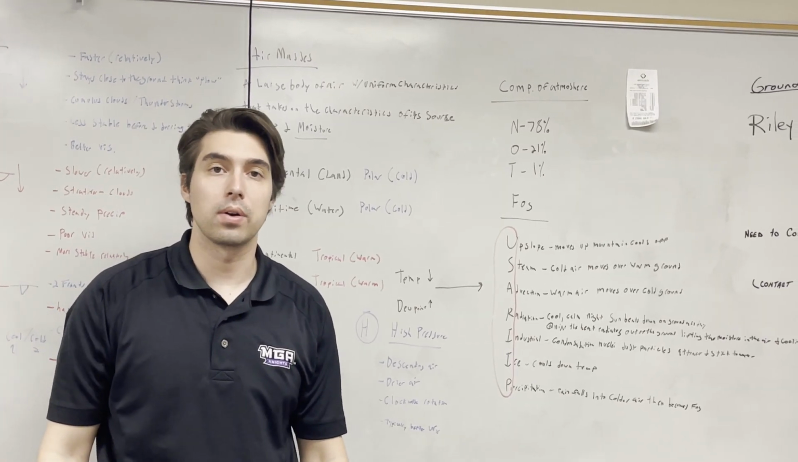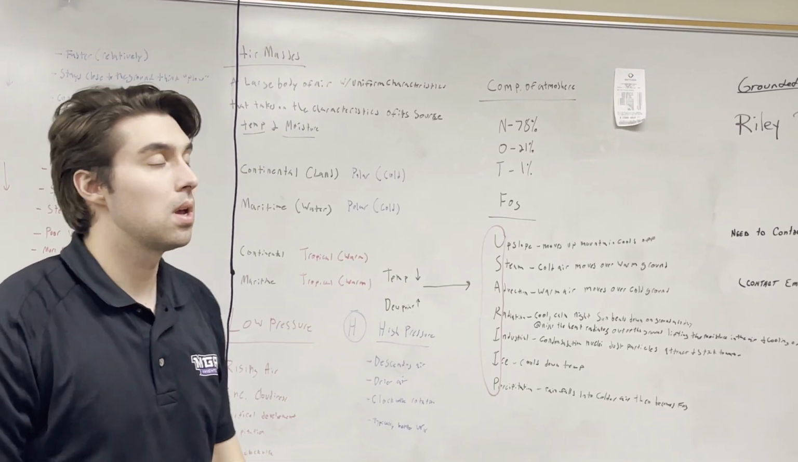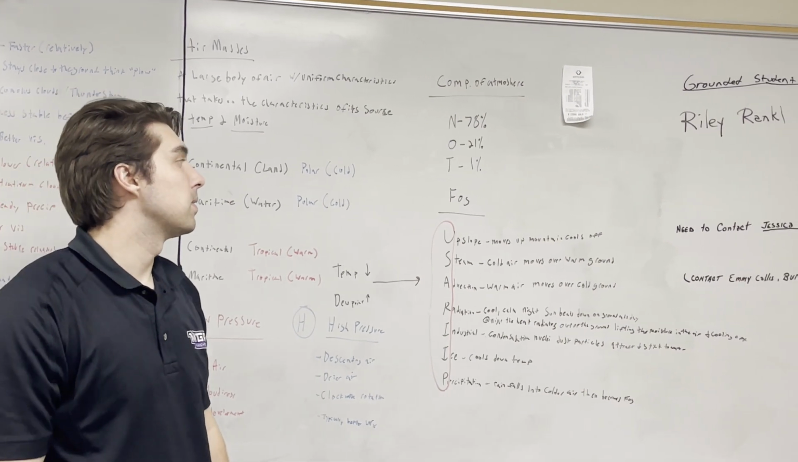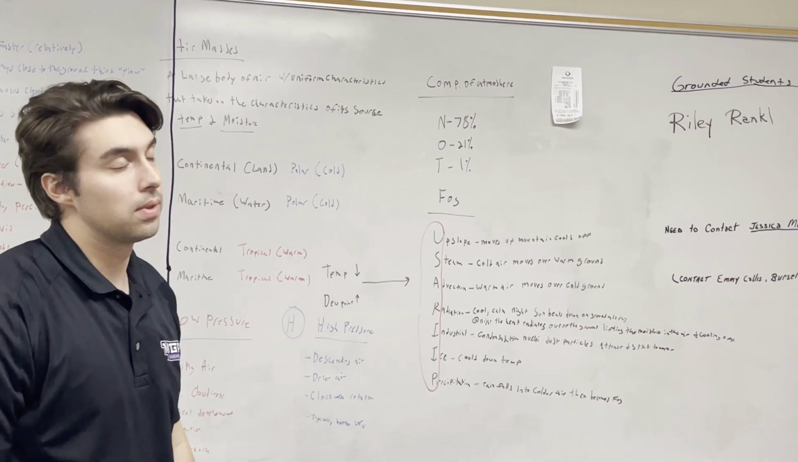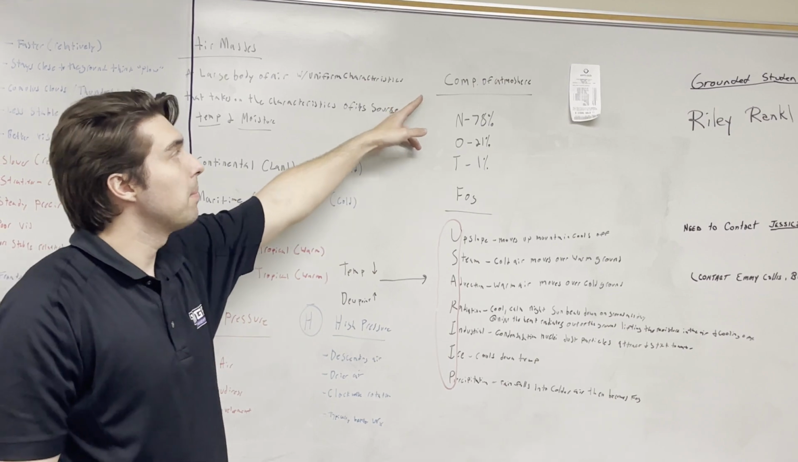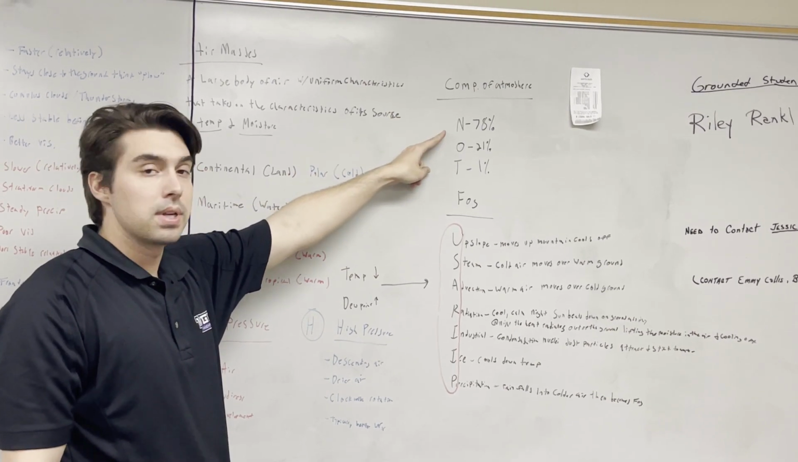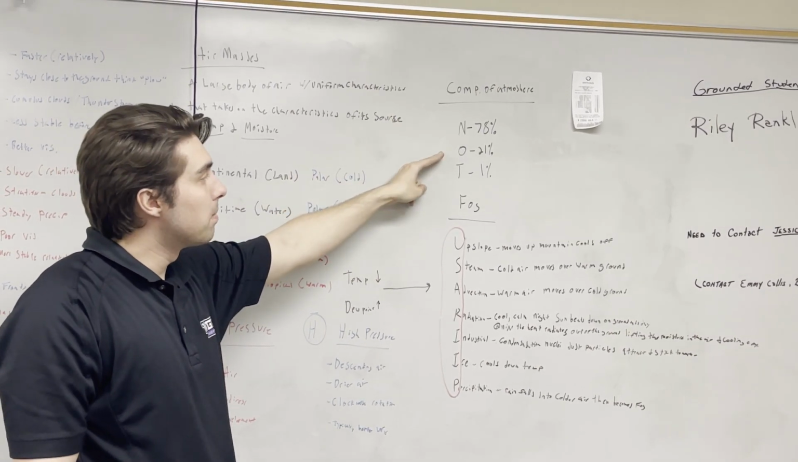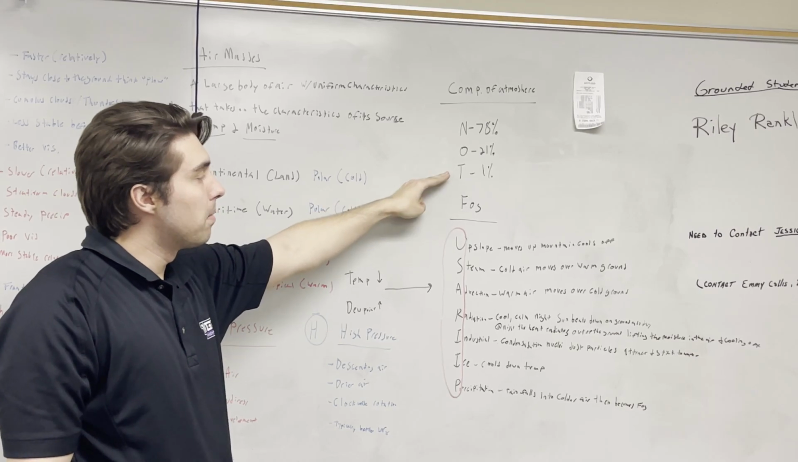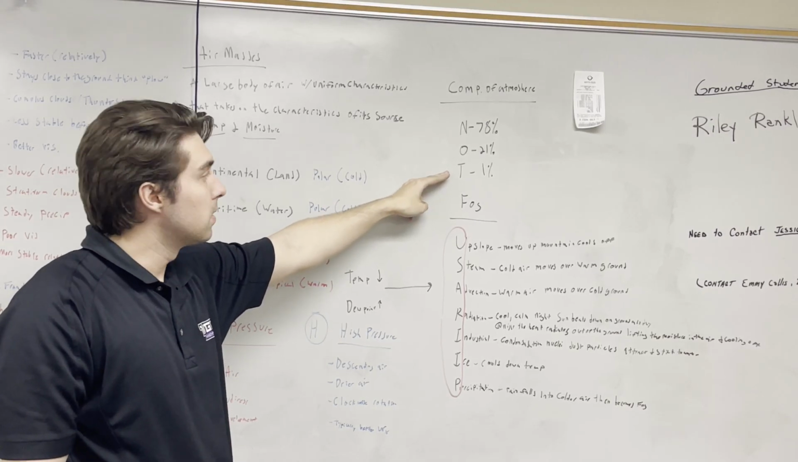This is the weather ground for MGA students. So all I've done is I've looked at the ACS and we're going to run through that now. So the composition of the atmosphere is 78% nitrogen, 21% oxygen, and 1% amount of trace gases.